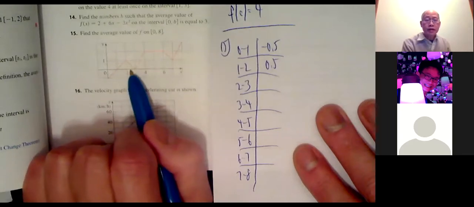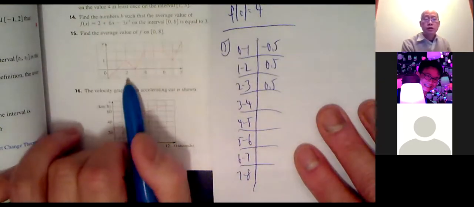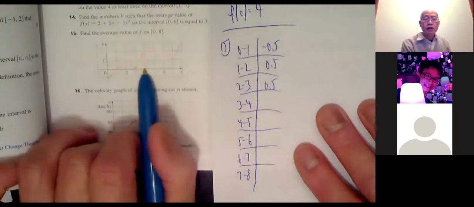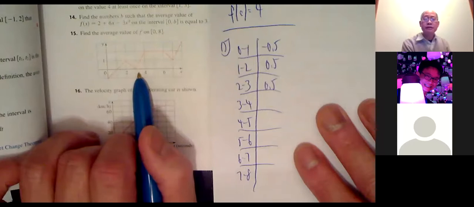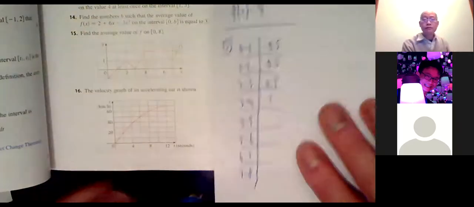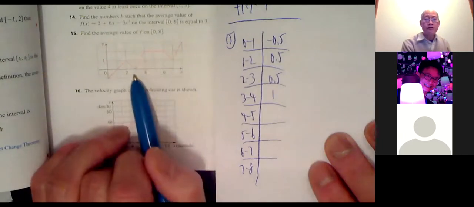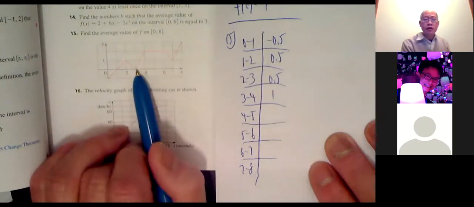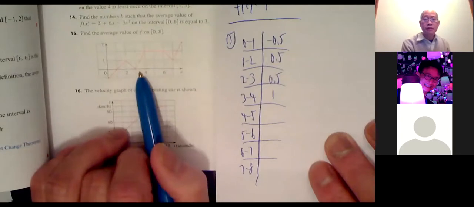2 to 3 looks like another 0.5. See what I'm doing? I'm basically counting squares. 3 to 4, well, it's a triangle. 1/2 base times height, so it's 1/2 of 1 times 2, which is 1. So the area under the curve from 3 to 4 is 1. Or here's another way to think about it. This is clearly 2, right? That's 1 square and that's 1 square, and that line cuts it in half. So that's going to be 1.